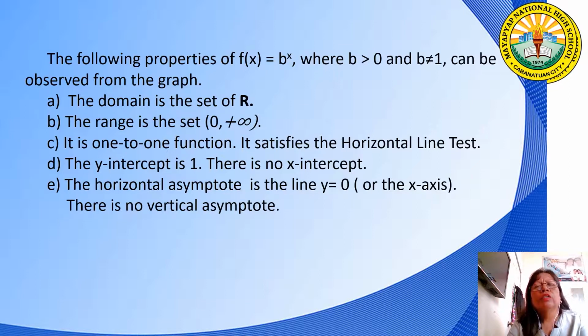So, there is only one point that will intersect the line. Therefore, the function is one-to-one. Then, the y-intercept is 1 and there is no x-intercept. The horizontal asymptote is the line y equals 0 or the x-axis, and there is no vertical asymptote.